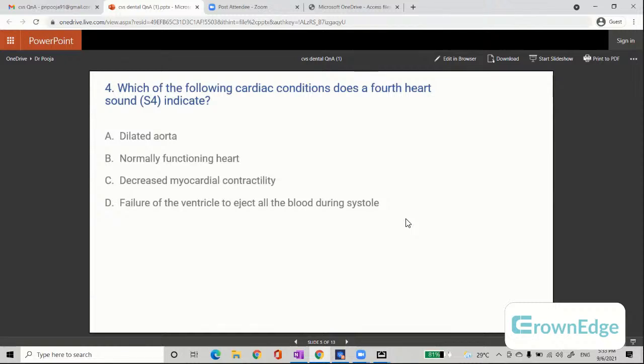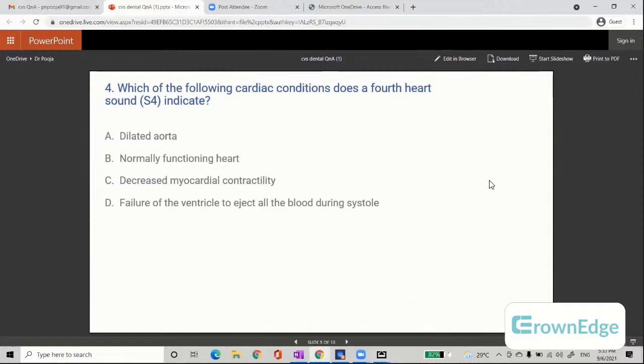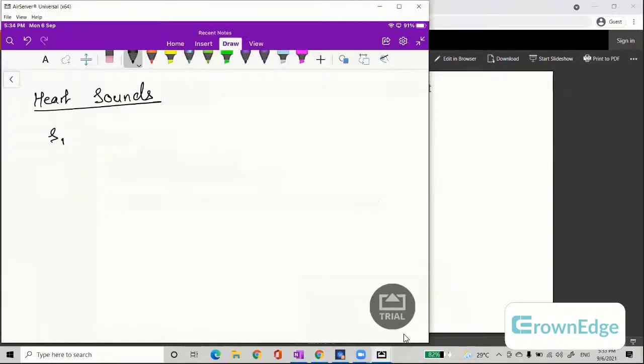Which of the following cardiac conditions causes the fourth heart sound? Can you answer this question? I'll be very happy if you do, because we already discussed the heart sounds in the theory part. And if you do not know, let's go back to the discussion of the heart sounds.